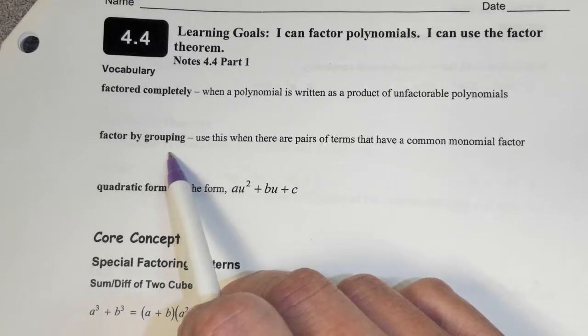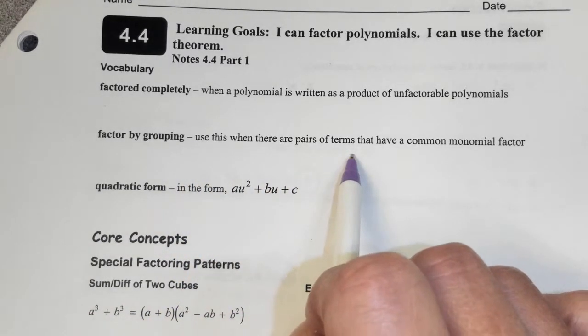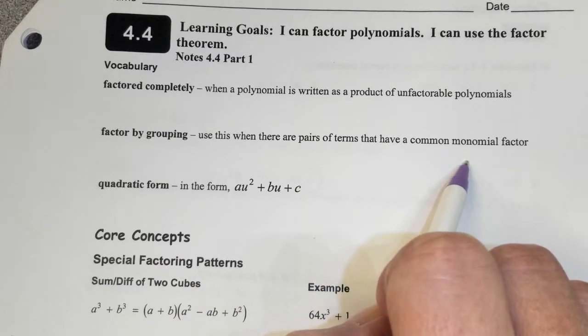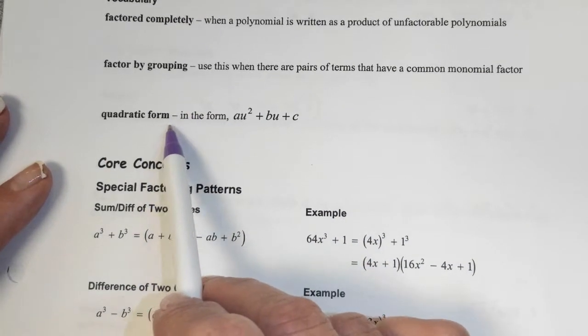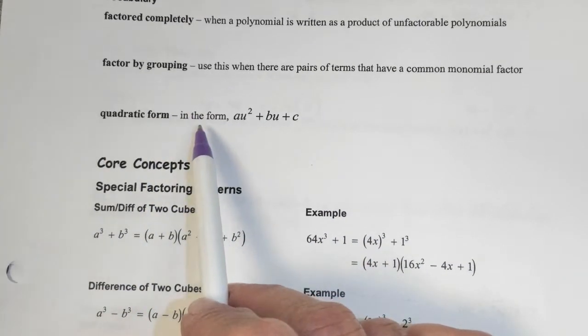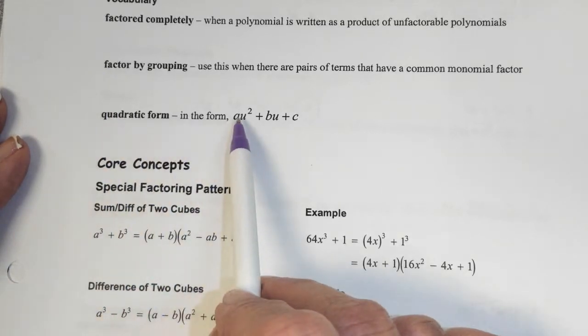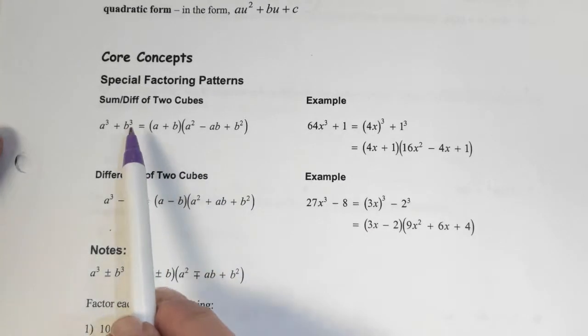Factoring by grouping, we're going to use when we have pairs of terms that have a common monomial factor. We'll get to that in just a minute. The other thing we're going to look at is quadratic form. We have quadratic form when it's in this form, but it's not truly an x. It might be like an x minus 1 or something like that. All right, so let's look at some problems here.